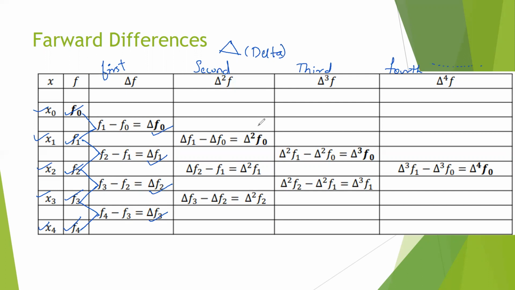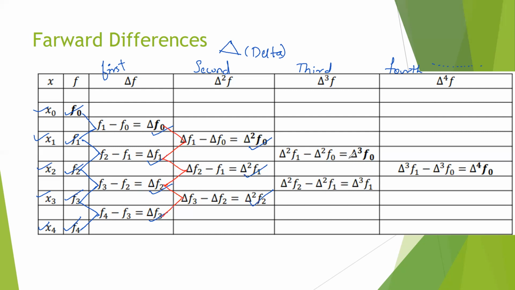The second forward differences are delta square f0, delta square f1, delta square f2. What does delta square f0 mean? The difference between delta f1 and delta f0 is delta square f0. The difference between delta f2 and delta f1 is delta square f1, and the difference between delta f3 and delta f2 is delta square f2. Like this, we can calculate the third forward differences also.